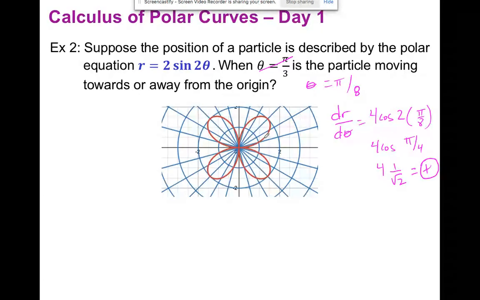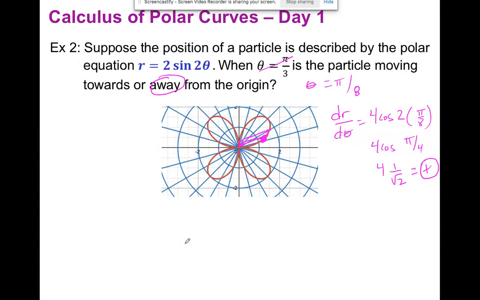Look at where you are. You're about right here. When theta is pi over 8, is the particle moving along this path moving towards or away from the origin? At this time, the rate of change of the radius with respect to the angle is positive. So the radius from the pole is getting larger. So therefore, you are moving further away from the pole.